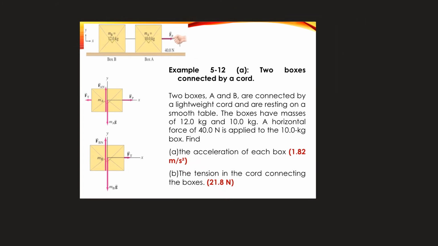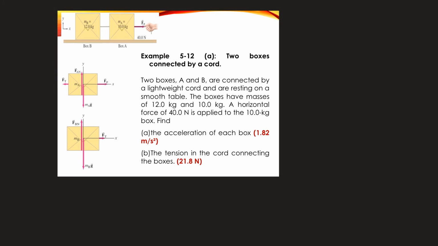So for this example, the question asks you to find the acceleration of the boxes and the tension in the cord connecting them. The two boxes A and B are connected by a lightweight cord. When the question states lightweight cord, it means negligible mass. They are resting on a smooth table. The boxes have masses of 12 kilograms and 10 kilograms. A horizontal force of 40 Newton is applied to the 10 kilogram box.